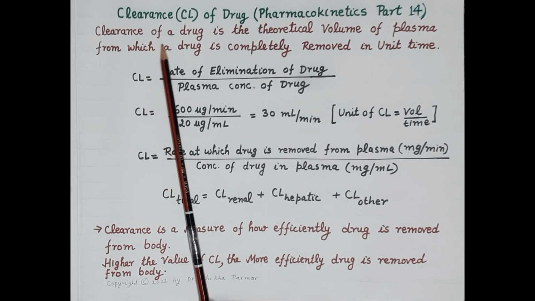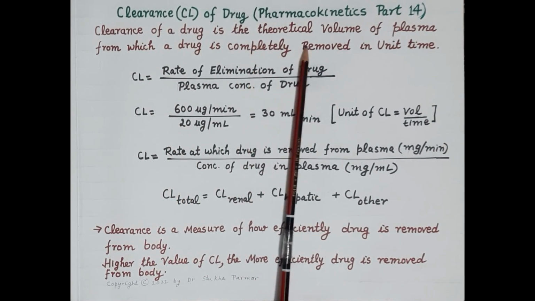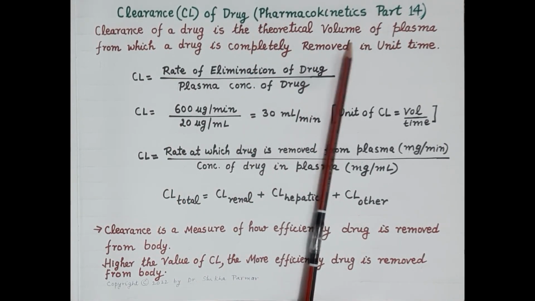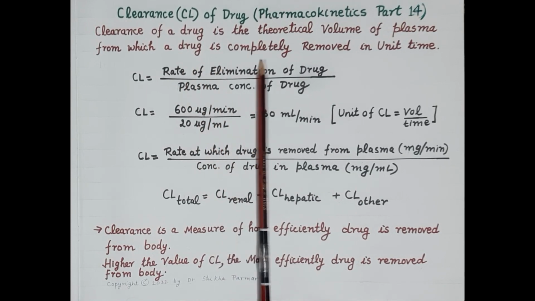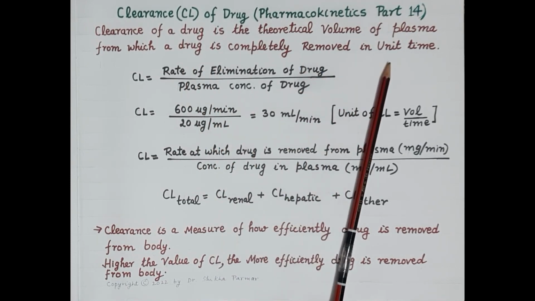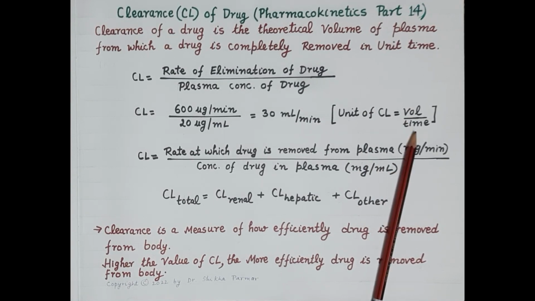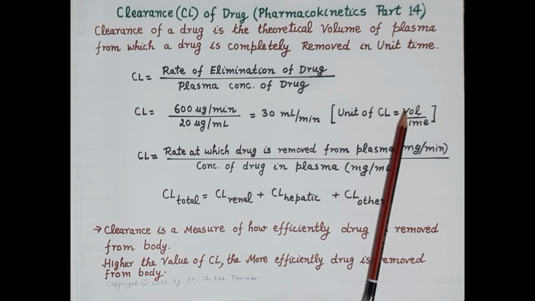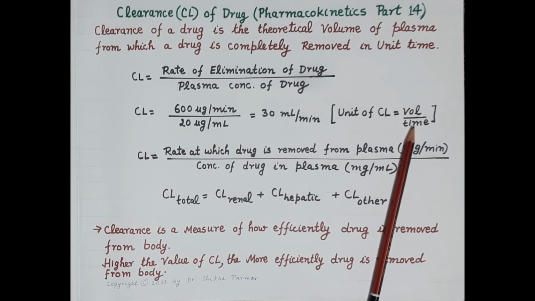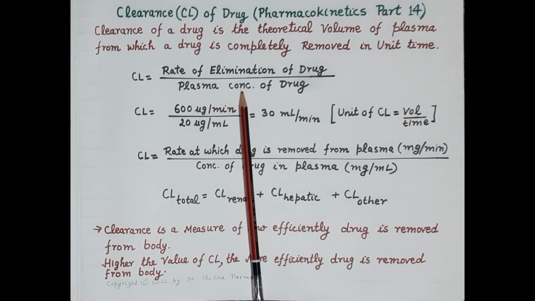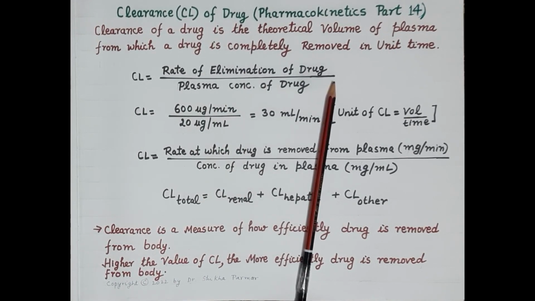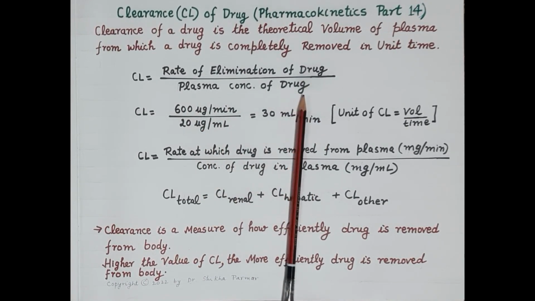Clearance of a drug is defined as the theoretical volume of plasma from which a drug is completely removed in unit time. That is, the body tries to get rid of the drug through the drug's clearance. The unit of clearance is volume by time. It can be milliliter by minute or liters per hour. Clearance is calculated as the rate of elimination of a drug divided by the plasma concentration of the drug.